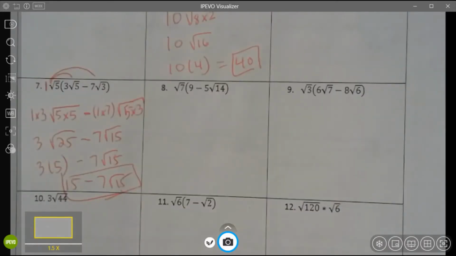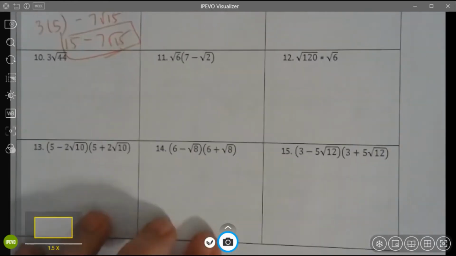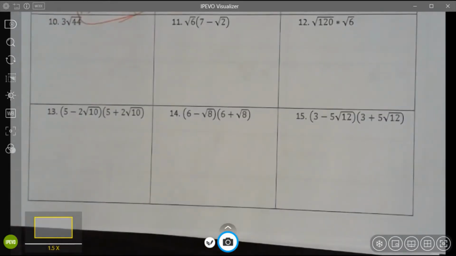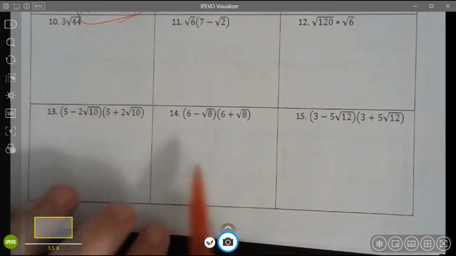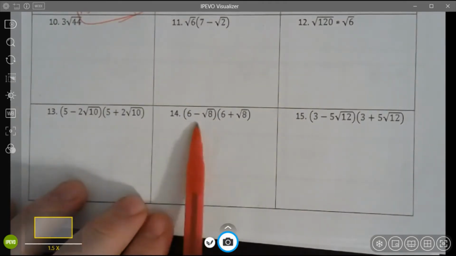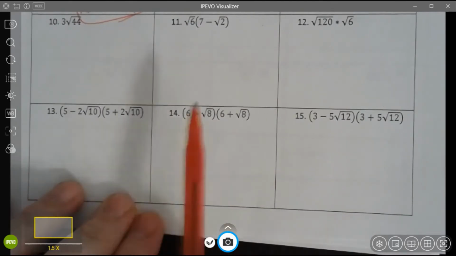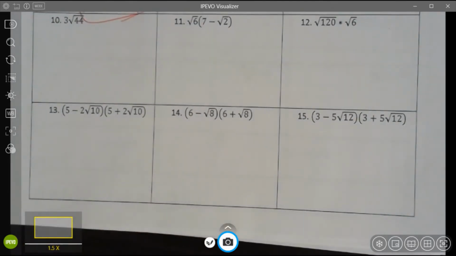And then 10 through 12 kind of work just like 1 through 9. So those should be okay for you to do. Let's go ahead and do one like 13 through 15. Let's just go ahead and do 14. So for 14, 6 minus the square root of 8 times 6 plus the square root of 8. So this is a FOIL method one. So you could either do FOIL or you could show the distribution twice. I'm just going to do FOIL.